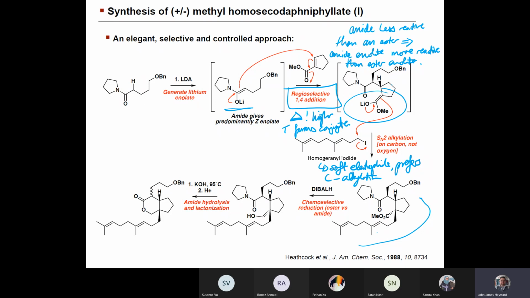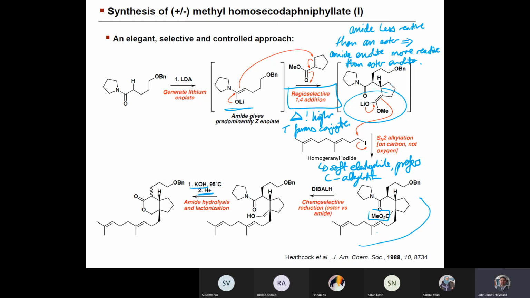Okay, we then use DIBAL, and that is a chemoselective reduction of the ester, the more reactive functional group, over the amide. Okay, so we reduce the ester group down to the alcohol, and then using strong base, this gets deprotonated and it substitutes the amide. Oh, no, that's not true. Sorry. I'm clearly losing my mind today. KOH does the hydrolysis to the acid, and then it lactonizes. Clearly having one of my bad days.